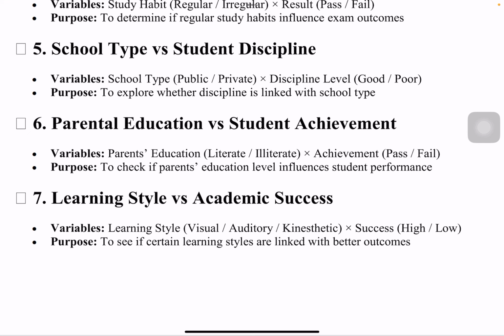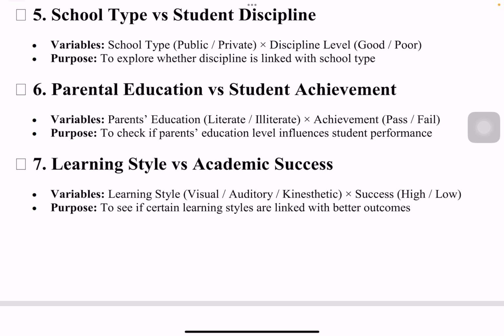Number 6, parental education versus student achievement. Variables: parents' education, literate, illiterate, multiplied by achievement, pass, fail. Purpose is to check if parents' education level influences student performance. Number 7, learning style versus academic success. Variables: learning style, visual, auditory, kinesthetic, multiplied by success, high, low. The purpose is to see if certain learning styles are linked with better outcomes. It means, is there any relationship between learning styles and academic success, or are they independent.